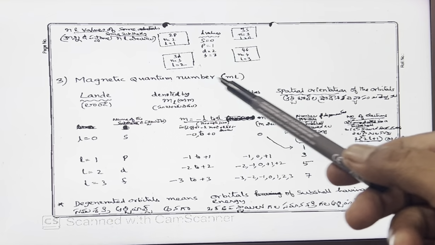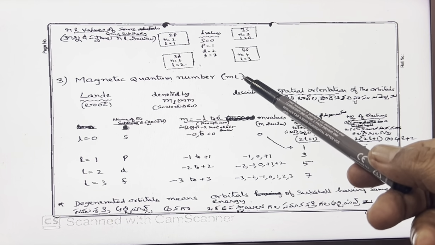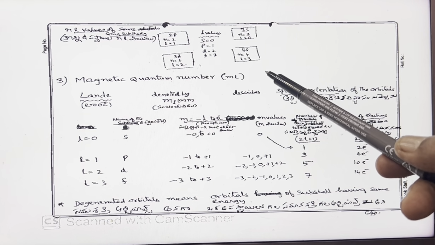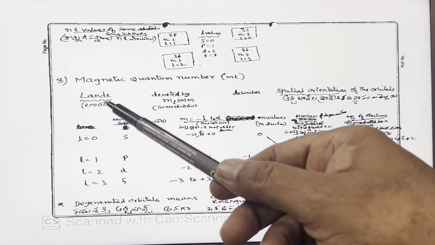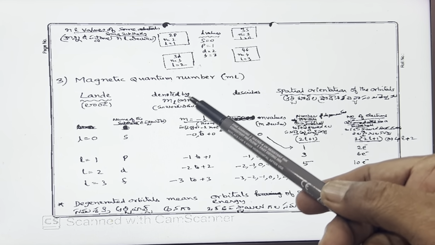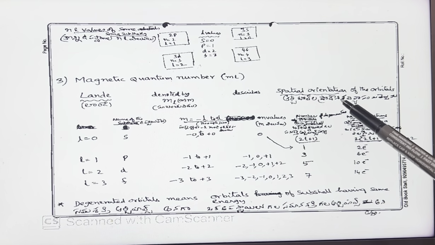Now, the third quantum number is the magnetic quantum number, denoted by ML, sometimes m. It was proposed by Lande. It describes the spatial orientation of the orbitals, not subshells, orbitals.